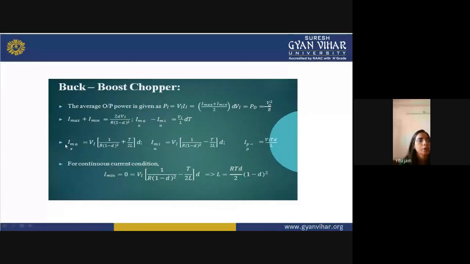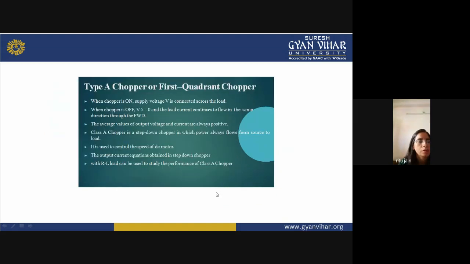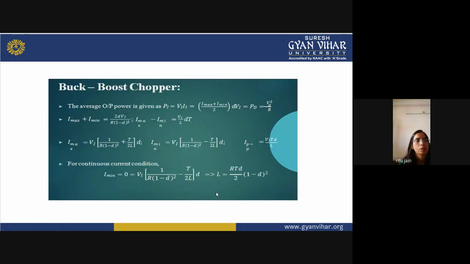I max you can get from your minimum current. So you can get a minimum inductance, where I minimum is equal to 0. So the inductor value must be equal to RT D upon 2 into (1 minus D) square. Now, this is all about your buck boost chopper.